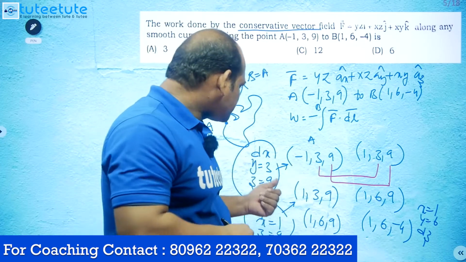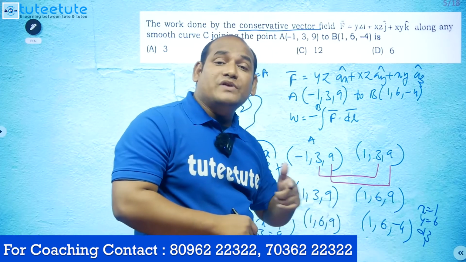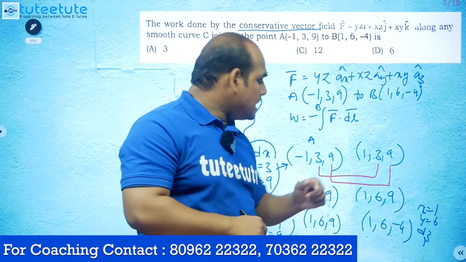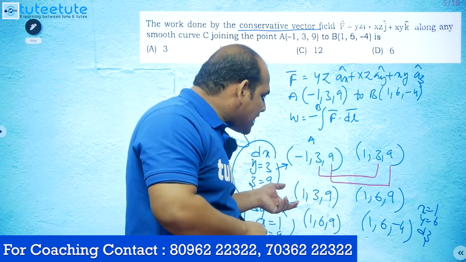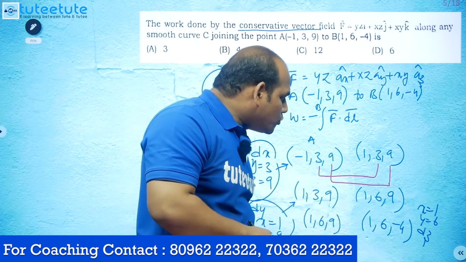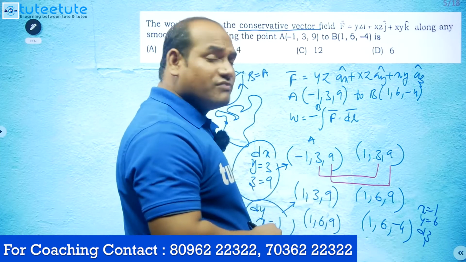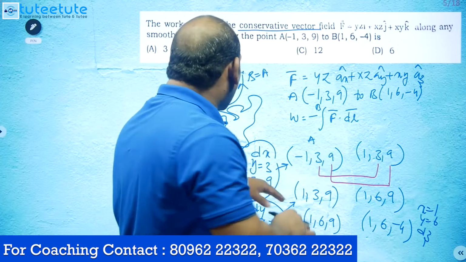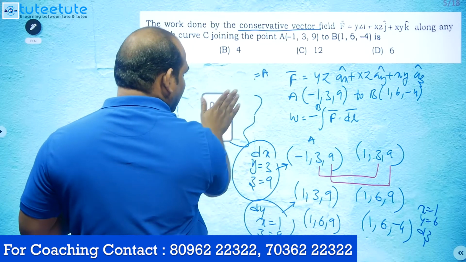After that, we are moving the charge from (1, 3, 9) to (1, 6, 9). Now we are moving the charge in the y direction, where y is changing from 3 to 6, but we are maintaining the x value at 1 and the z value at 9. And from this point we are moving the charge up to (1, 6, -4). So this is the thing we have to understand before solving the problem. After that we can go for the equation calculation, the work done calculation.